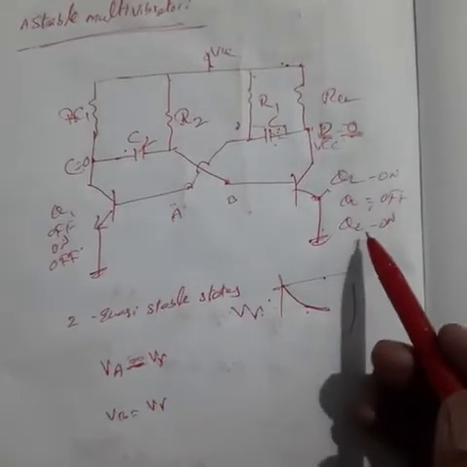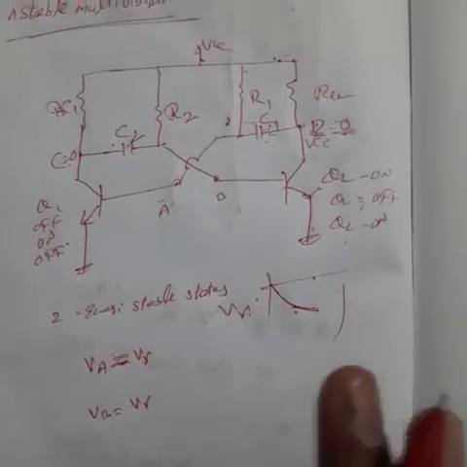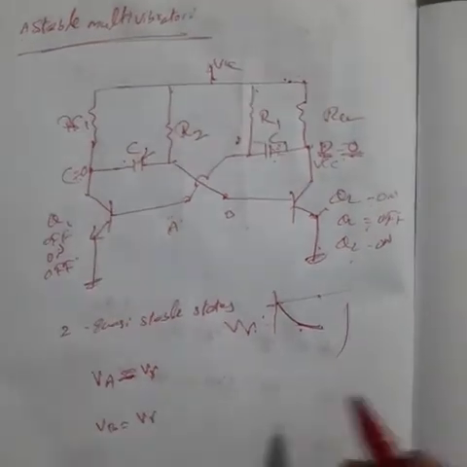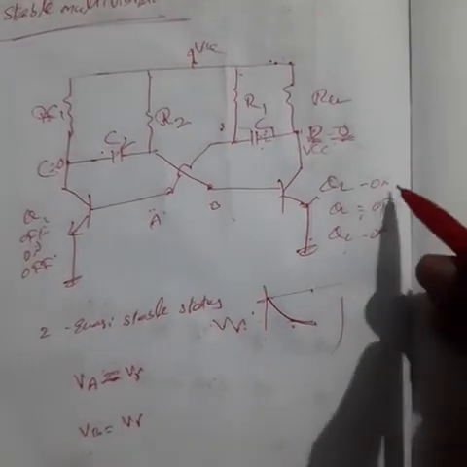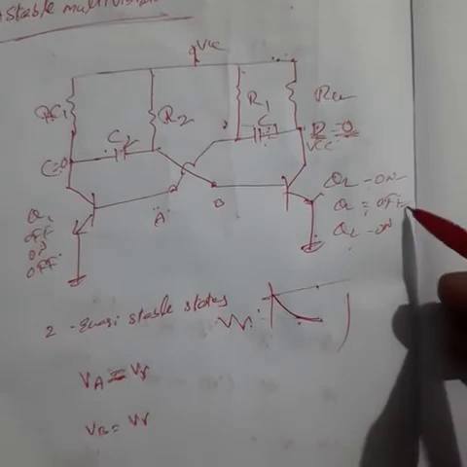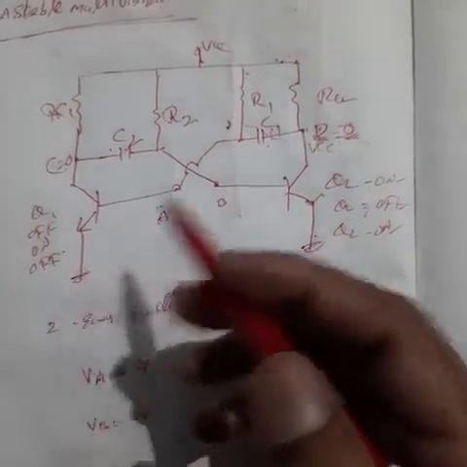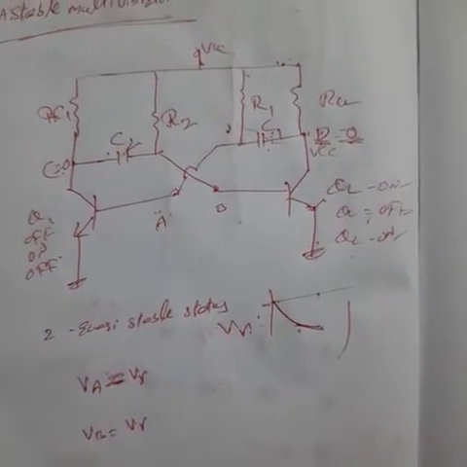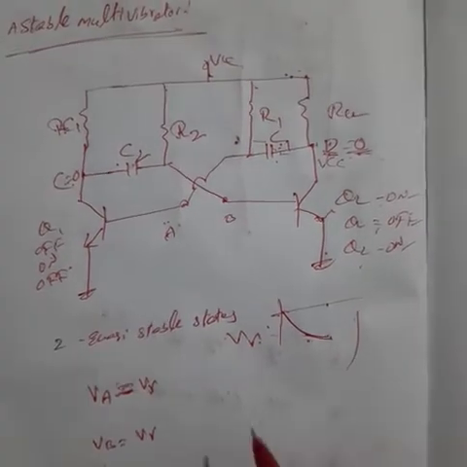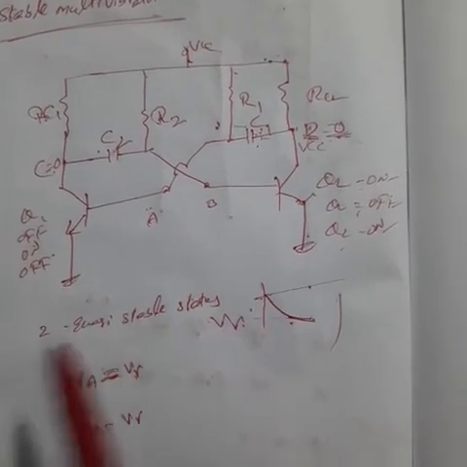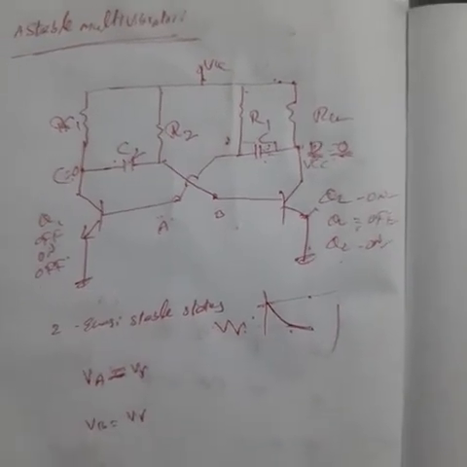Next case, Q2 becomes off, Q1 becomes on. This process will be continuous. Both the transistors do not permanently enter into a stable state. They temporarily enter into the stable state. Sometime it is on, after some time it goes into off state. Again, some time elapses, it enters into on state. Similarly, Q1 also. They are not permanently settled in any state. That's why this is called quasi-stable states. Both are two quasi-stable states only, no stable states. This is the astable multivibrator.